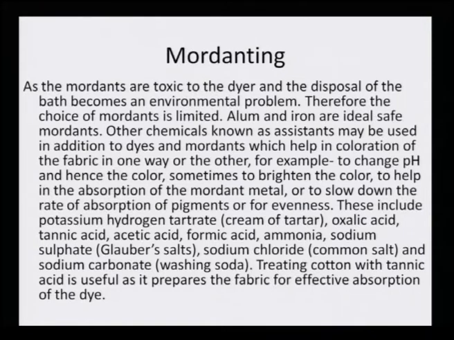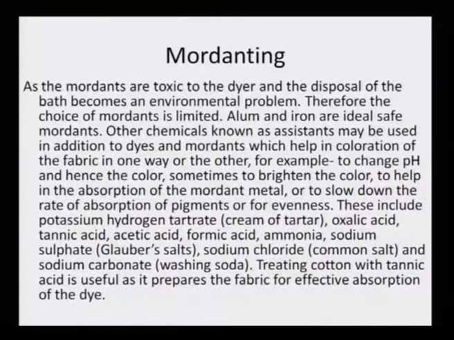For example, to change pH and hence the color, sometimes to brighten the color, to help in the absorption of the mordant metal, or to slow down the rate of absorption of pigments, or for evenness. There are many other chemicals that are used during the natural dyeing processes, but the role of mordant is undoubtedly the most important. These include potassium hydrogen tartrate, commonly called cream of tartar, or oxalic acid, tannic acid, acetic acid, formic acid, ammonia, sodium sulfate or Glauber's salt, sodium chloride, common salt, and sodium carbonate, which is the washing soda, vinegar, etc.